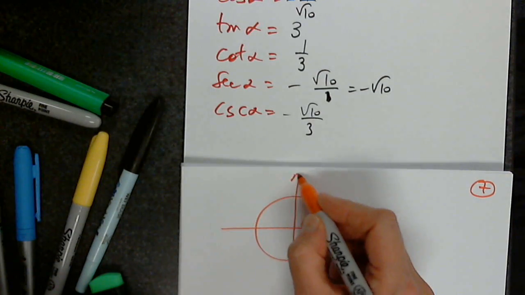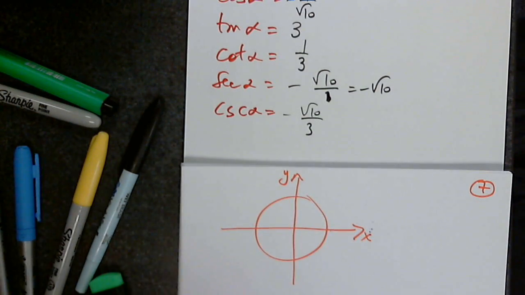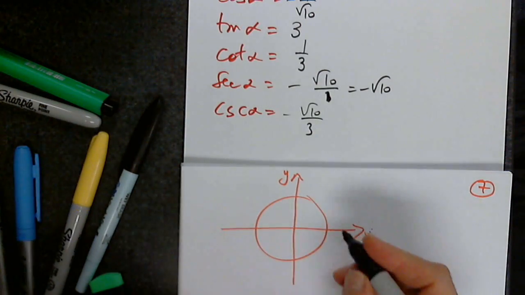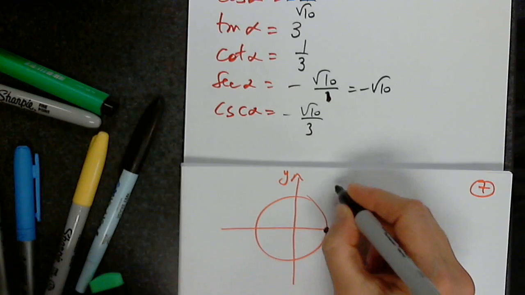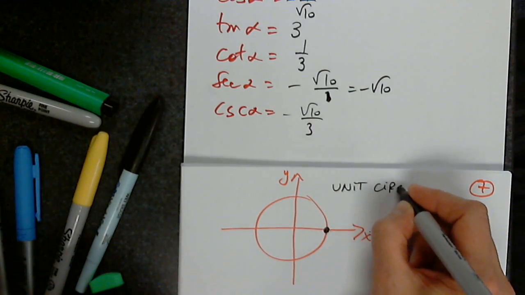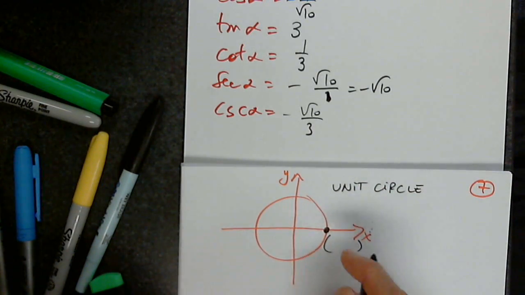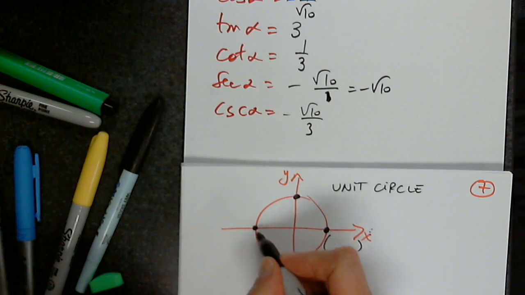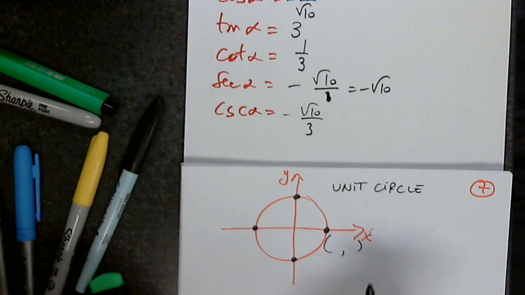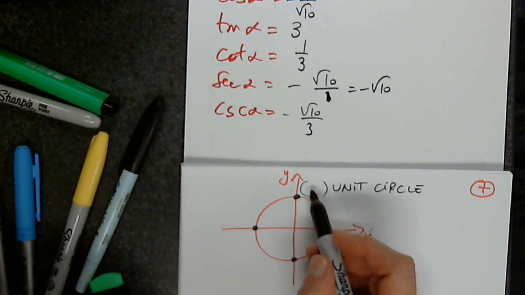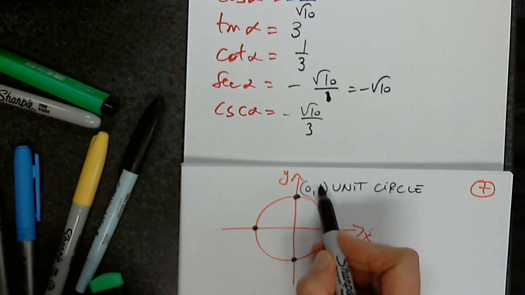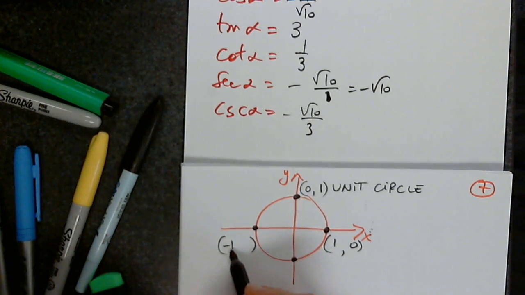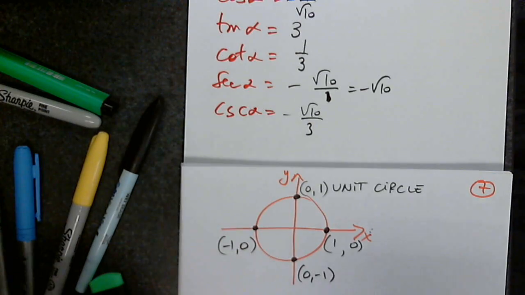This is the x-axis and this is the y-axis. And I'm not talking about angles right now. I'm only talking about this point on the unit circle. Can anyone give us the coordinates of this point and then this one and then this one and then this one? 1, comma. Excellent. This one, comma. Good. This point. Perfect. And this point. Very good.